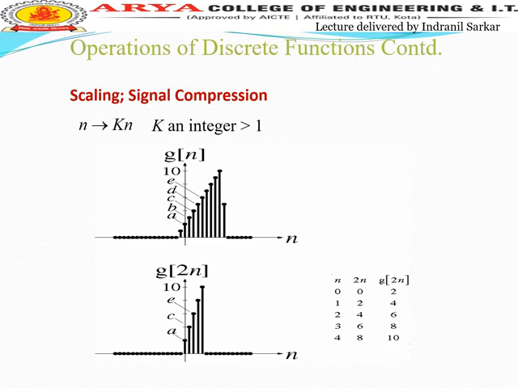n is equal to 0, 1, 2, 3, 4, and in case of g[2n], we take 2n. That means we are taking the even samples. That means we are ignoring the 1, 3 portions. That means the signals are doubled. For n it is 0, 1, 2, 3, 4, but in case of 2n it becomes 0, 2, 4, 6, 8. For g[2n] the signal becomes 2, 4, 6, 8, 10. In this way, the signal is compressed and represented in this way. Thank you.